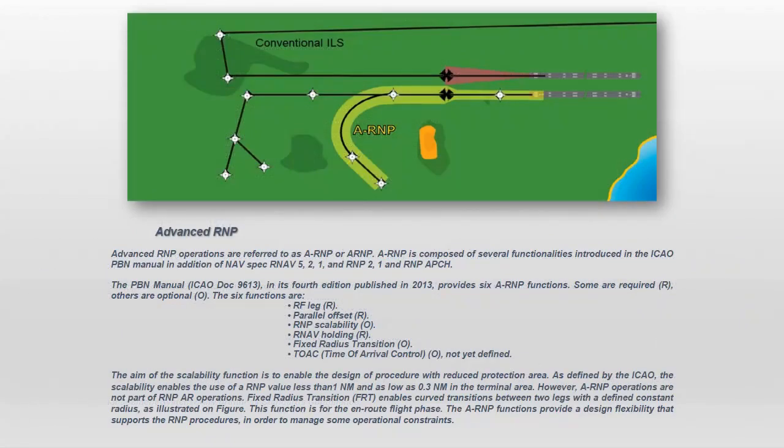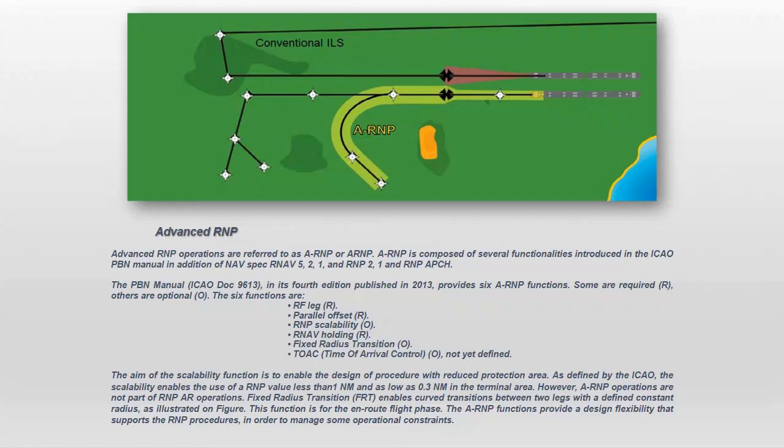Advanced RNP operations are referred to as ARNP or A-RNP. ARNP is composed of several functionalities introduced in the ICAO PBN manual in addition to NavSpec NAV 5, 2, 1, and RNP 2, 1 and RNP approach.